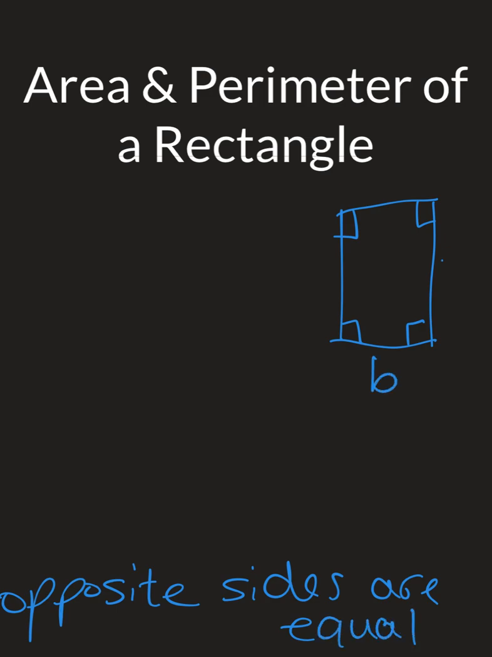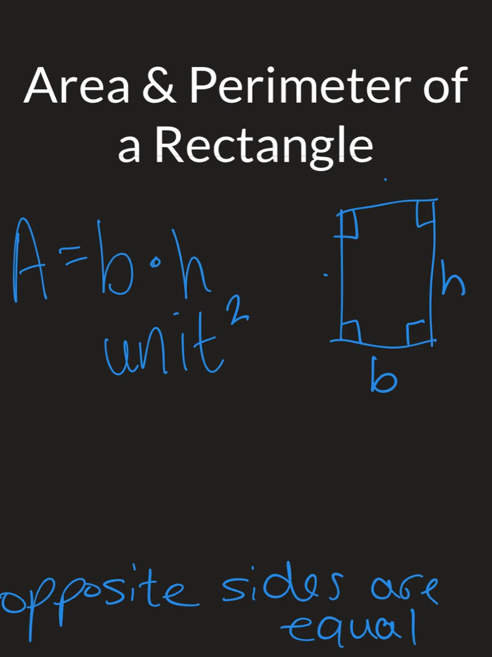We're going to call one side the base, and the adjacent side, which is the one right next to it, the height, okay? Opposite sides are equal, which means this would also be height, and this top one would be a base. So we're going to talk about area and perimeter. We're going to start with area, which is two-dimensional, and all we're going to do for area of a rectangle is take base times height. Our answer is going to be in square units or units squared because it is two-dimensional.